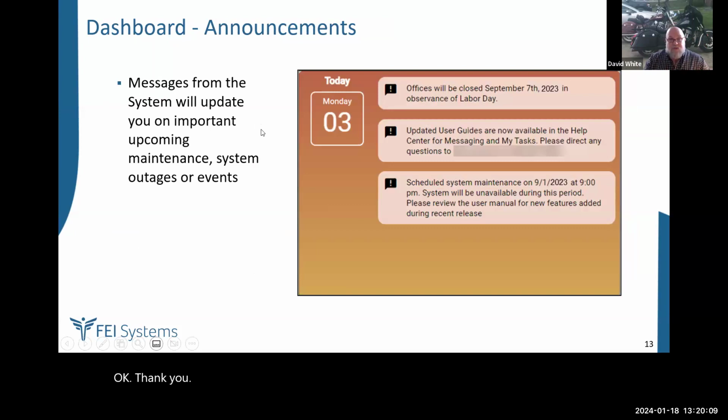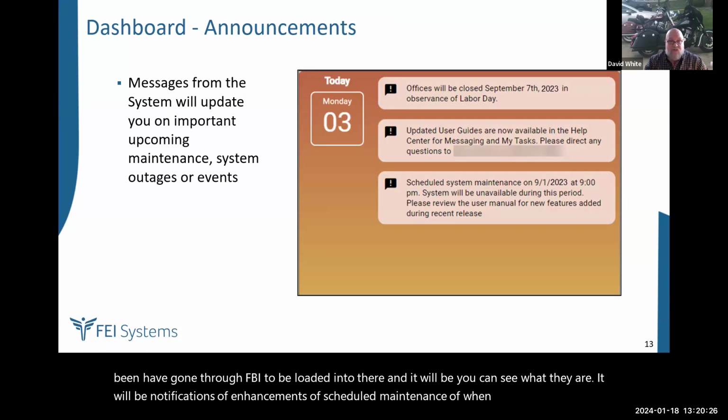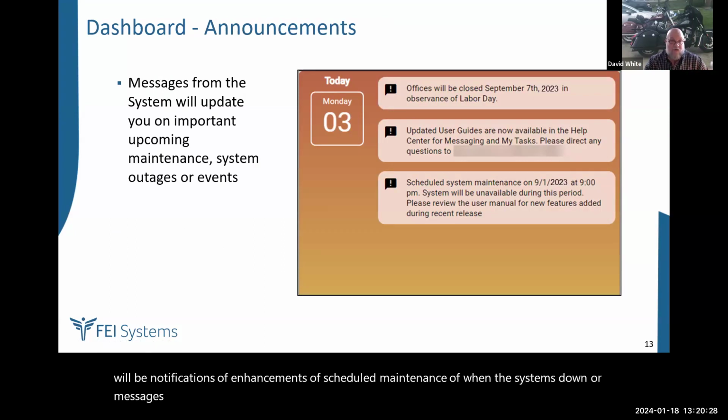So that dashboard, which everyone will have and is sort of immovable, shows things that have gone through FEI to be loaded into there, and you can see what they are. It will be notifications of enhancements, of scheduled maintenance, of when the system's down, or messages directly about Evergreen, and that will always be in the upper left-hand corner.